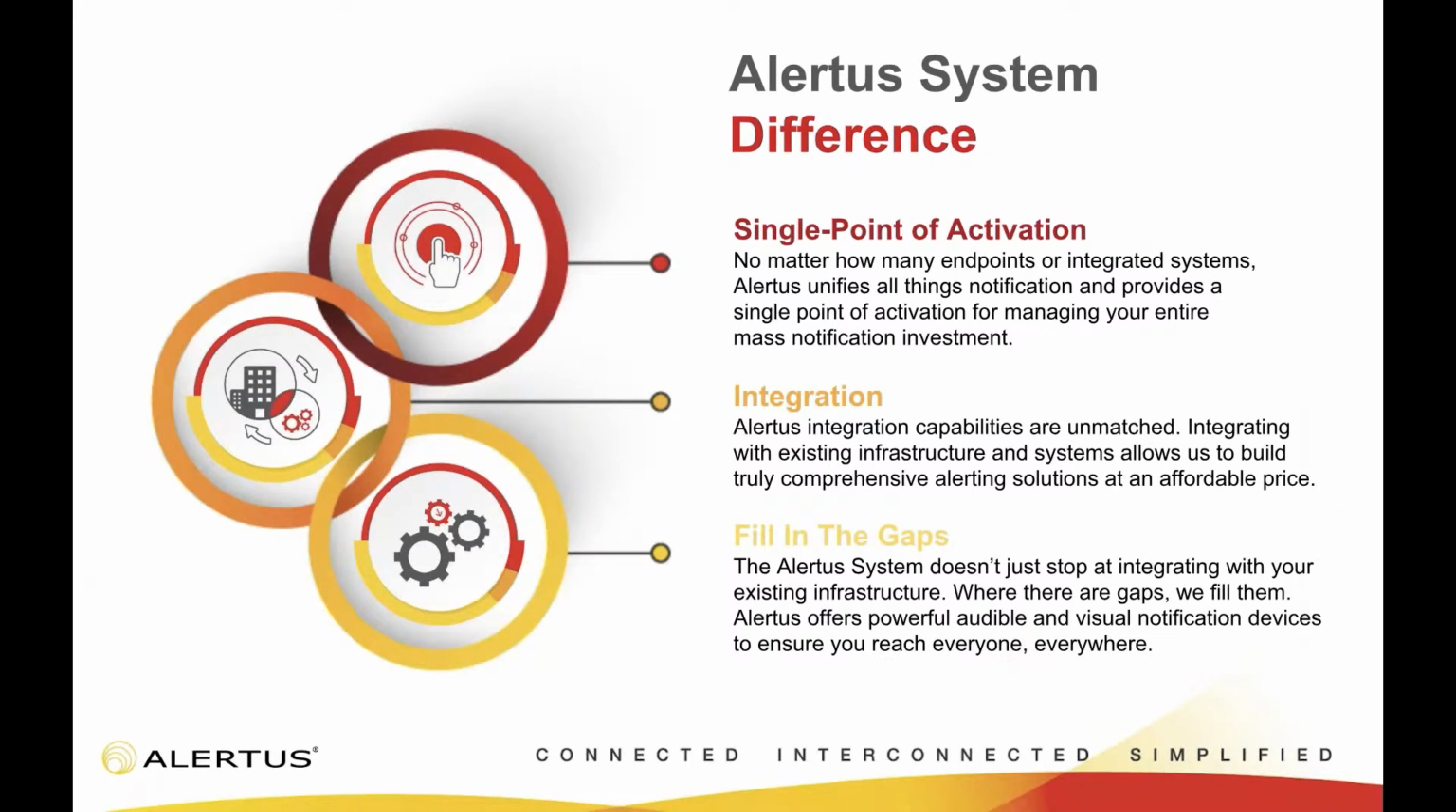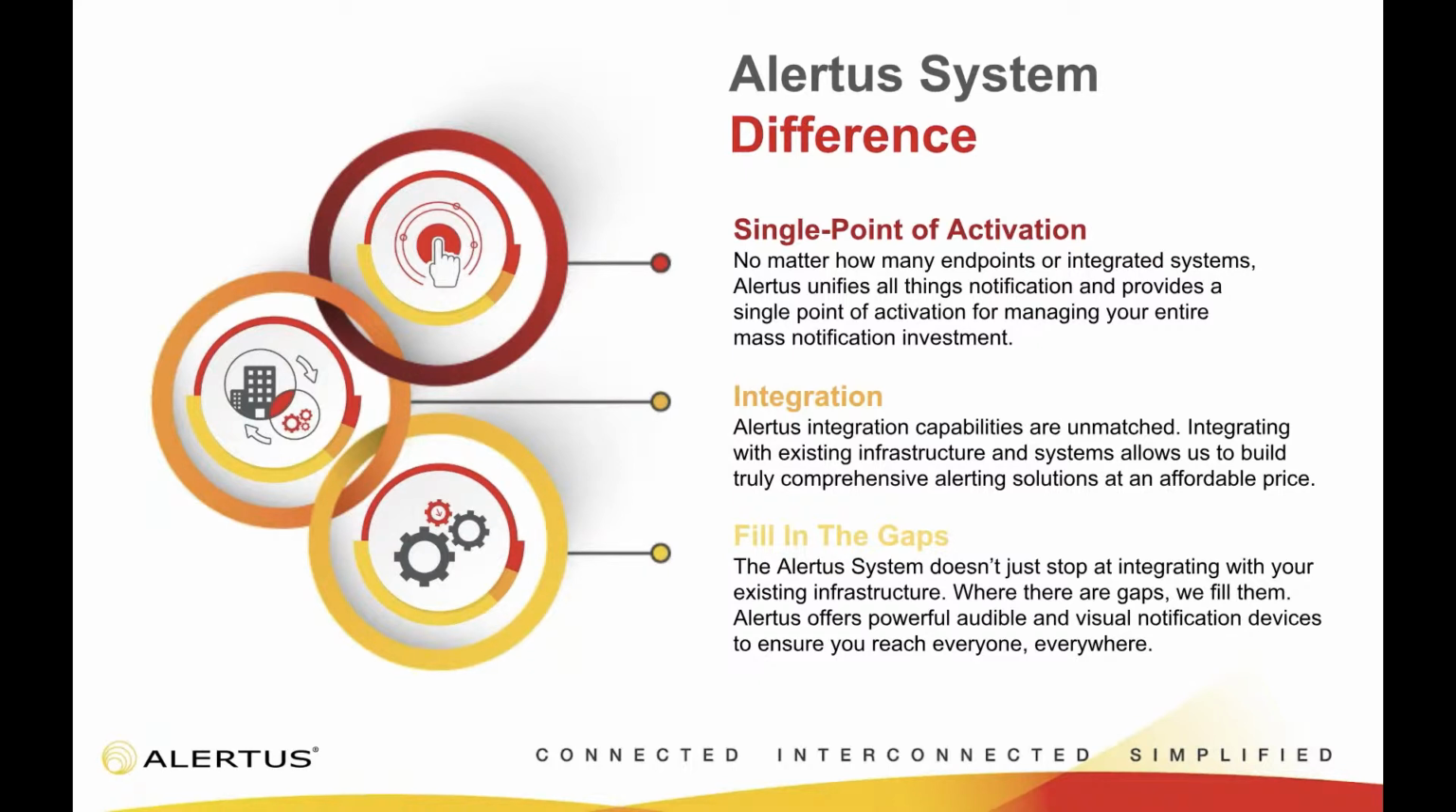So as we discussed, Alertus is a mass notification system, facility-based, focusing on audible visual. As we get into it, though, I want to describe a few different options with the system and some of the things that we really focus on when it comes down to activating the system and what we look for with mass notification.